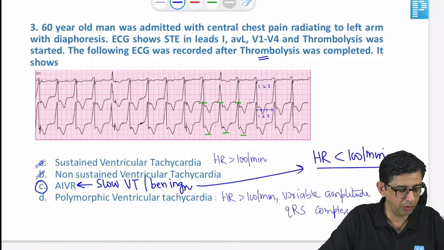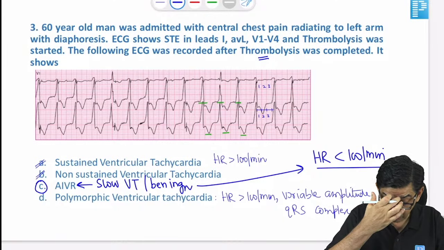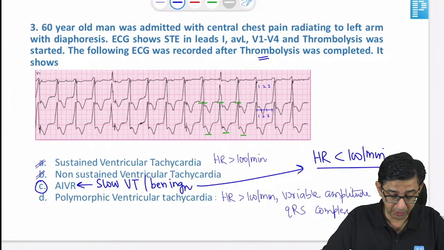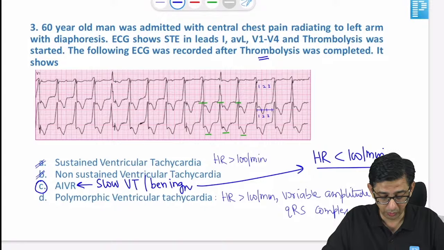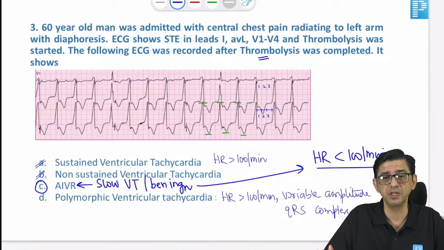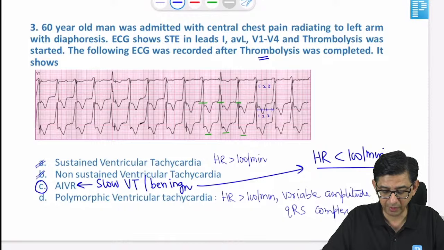So if I add up all of these, we cannot comment on the type of MI that the person had suffered from at the moment, because what you can notice is very significant T-wave inversions, which indicate that there was definitive evidence of myocardial ischemia.